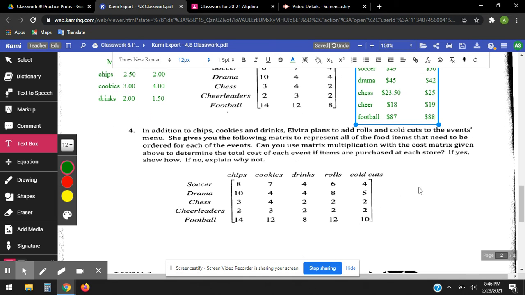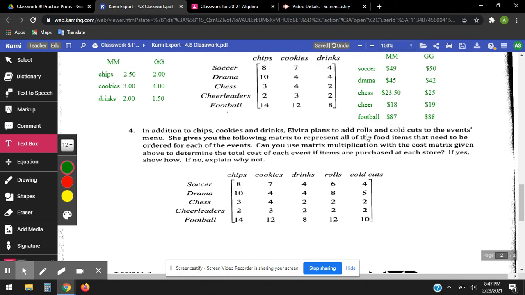Okay, so in addition to chips, cookies, and drinks, Elvira plans to add rolls and cold cuts to the event's menu. She gives you the following matrix to represent all the food items that need to be ordered for each event. Can you use the matrix multiplication with the cost matrix given above to determine the total cost of each event if the items are purchased at each store? If yes, show how. If no, explain why not.